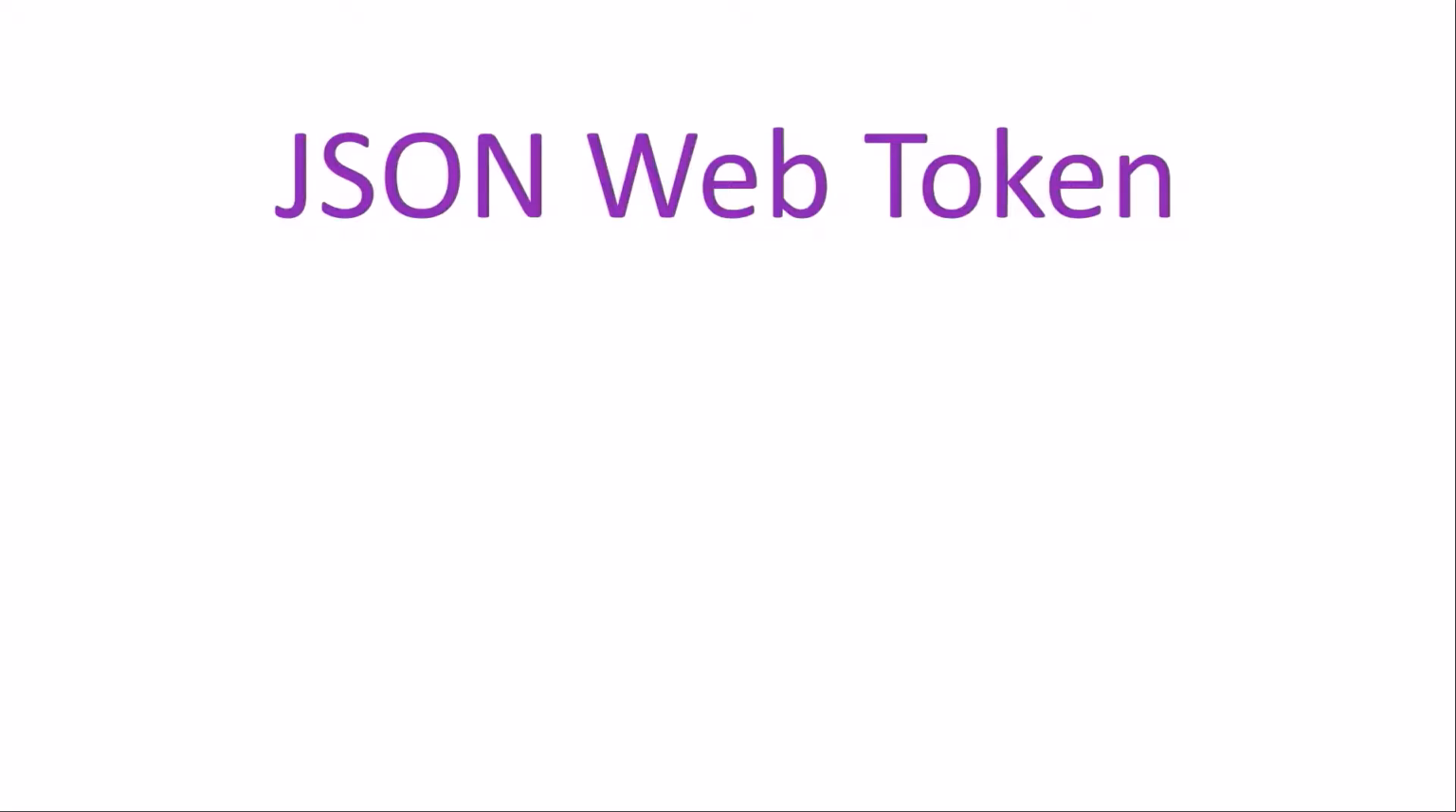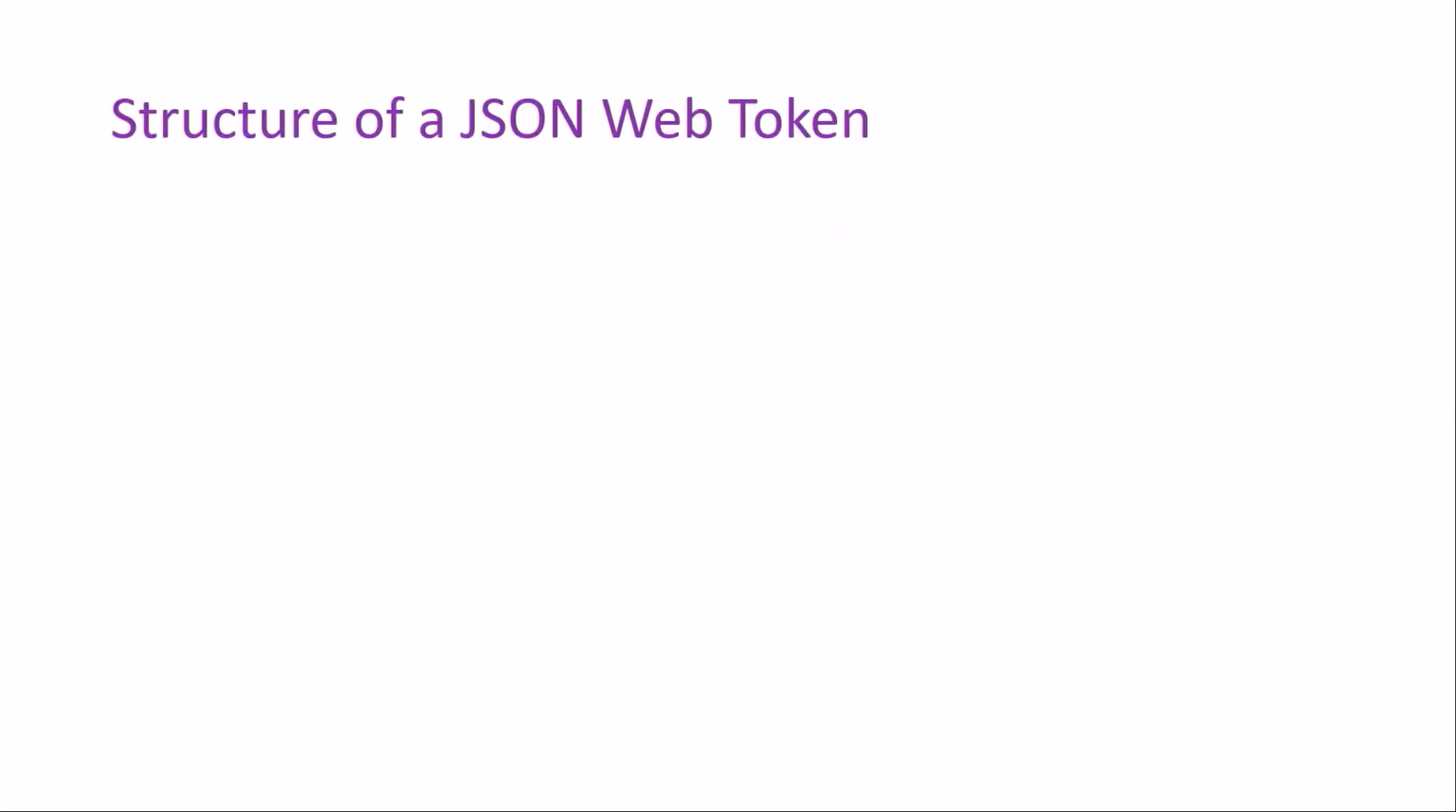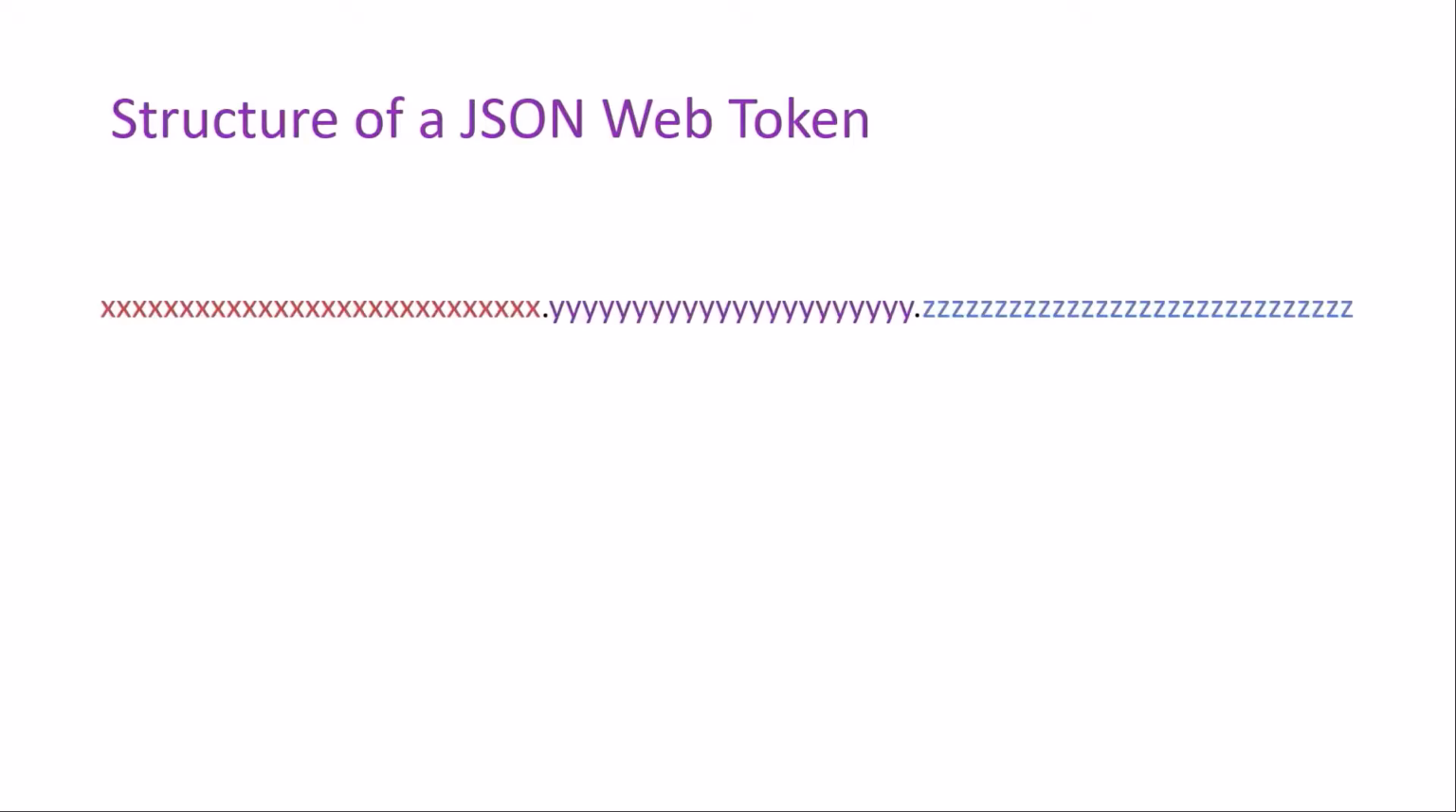JWT, or the JSON Web Token, per definition, is an open standard that defines a compact and self-contained way for securely transmitting information between parties as a JSON object. Now, before we move to the next part, let us have a look at the JWT structure. A JWT contains three base64 encoded strings that are separated by dots. A typical token or a JWT looks like this. It has three sections separated by dots.